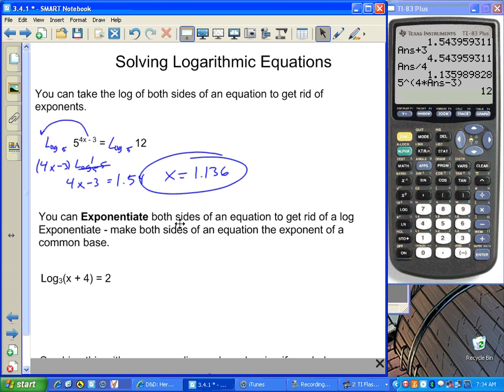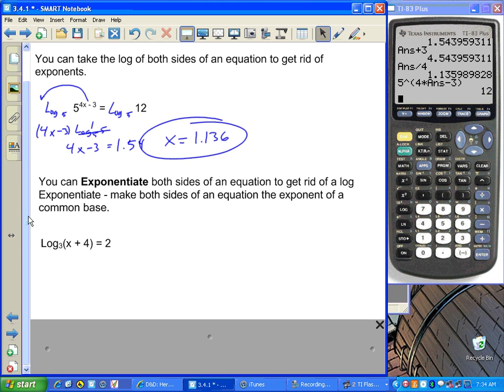We can also solve a log function using exponentials. In order to do that, we're going to exponentiate both sides. We're going to turn both sides of this equation into an exponent of a common base. And that common base is determined by the base of your log. So in this one here, I'm going to make both of these powers on a 3. I want the 3 to match the base there. So when I do that, these cancel, leaving just the x plus 4. And over here I've got 3 squared, which is 9. So that means x is going to be 5.